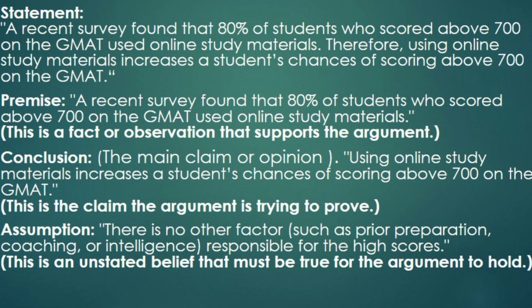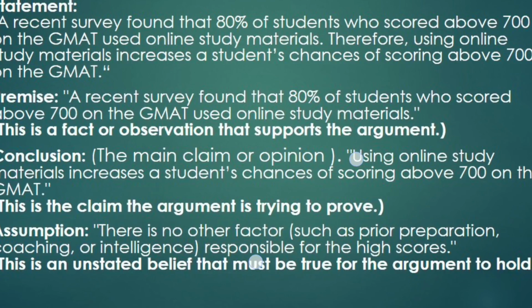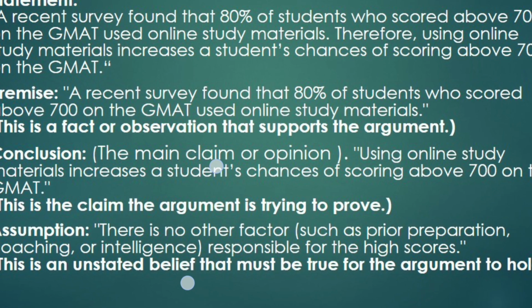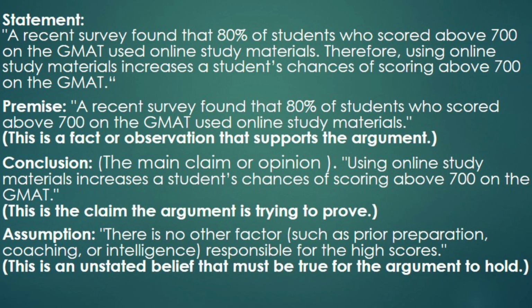This is the claim the argument is trying to prove. Okay. Now what is the assumption? So assumption is not implicit. It will not be directly said. So there is no other factor such as prior preparation, coaching, that is offline coaching, or intelligence responsible for the high score. This is an unstated belief. So assumption is the unstated belief that must be true for the argument to hold.